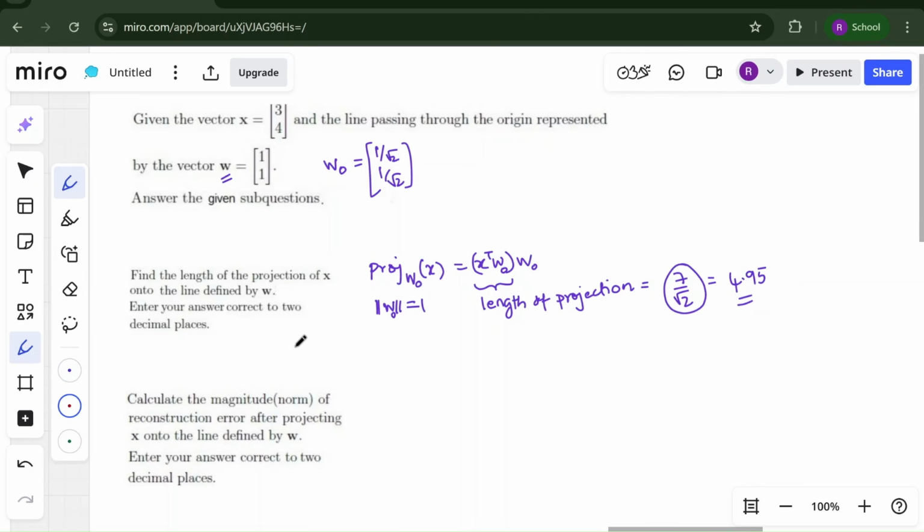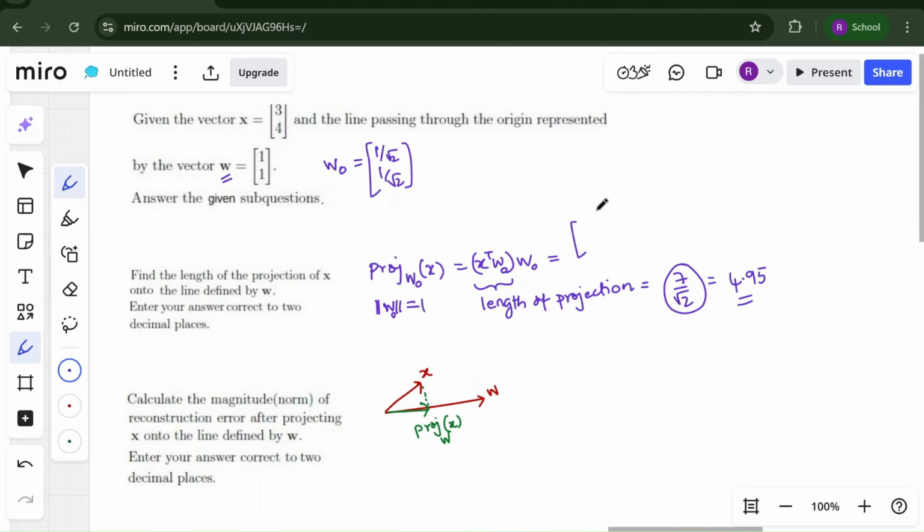The next question says calculate the magnitude of the reconstruction error after projecting x onto the line defined by w. Essentially, you have an x, you have a w, and you are projecting x onto w, so you have something here. This is the projection of x onto w, and this is the error that you want to calculate. So how would you do it? For that you need the projection vector also.